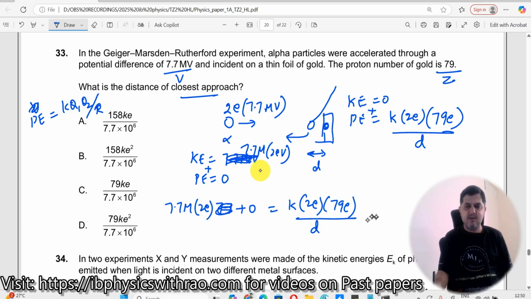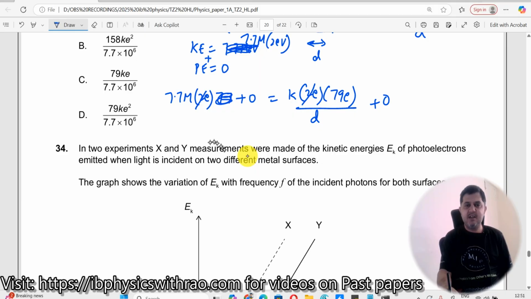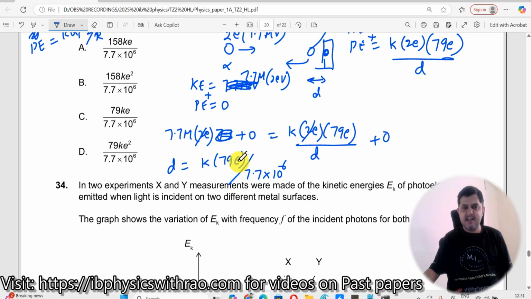Now I want to get the value of d. See, here they have 2e, this 2e goes away. Now what is left behind? So I get the value of d as d is equal to K into 79e divided by 7.7 into mega, which is 10 power 6. That's it. Let us see which answer corresponds to it. K into 79e, that is 79Ke divided by 7.7 into 10 power 6. Answer C.